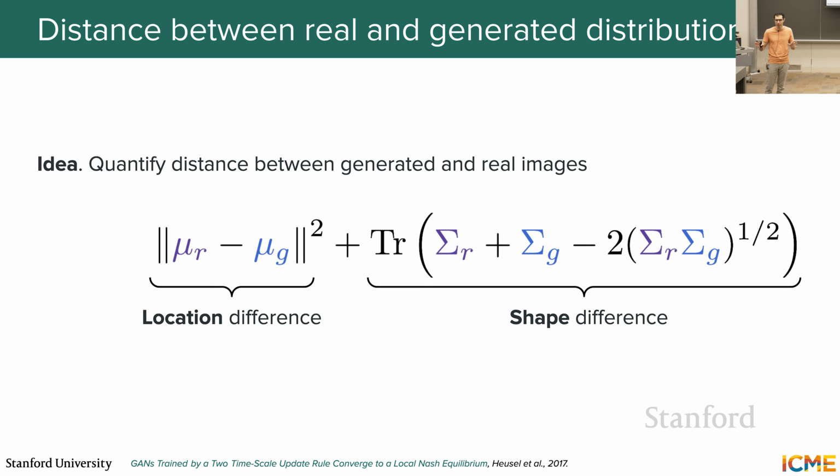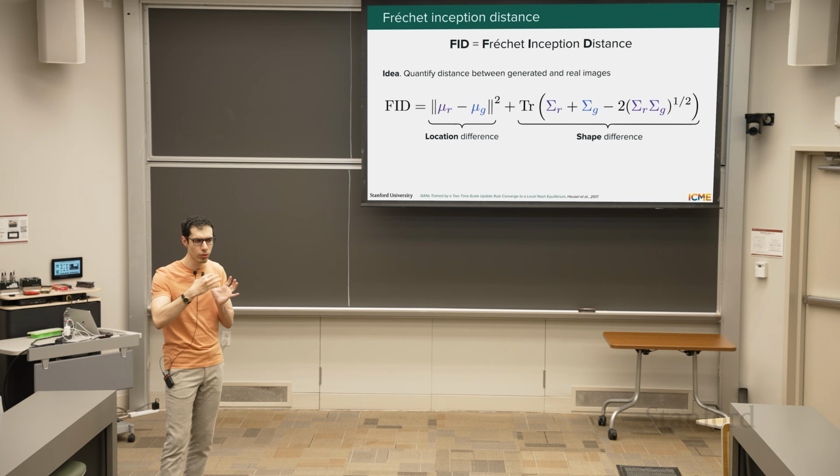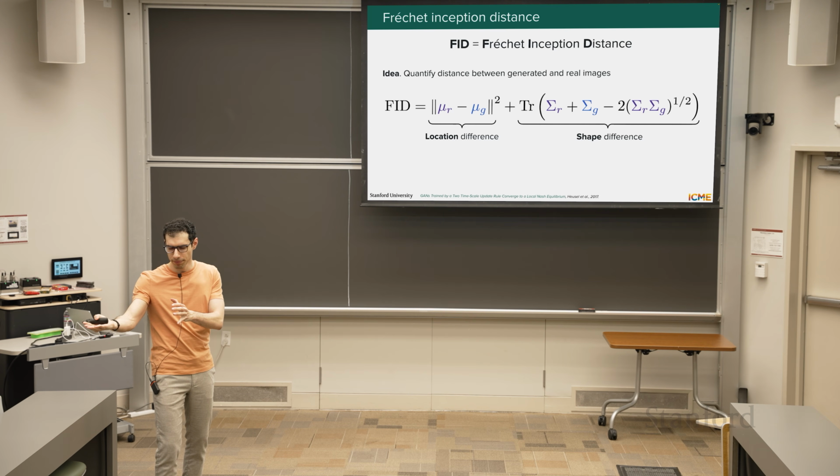And I think maybe if it's the first time you're seeing this formula, your first reaction may be, well, why do you have this formula? What does it represent? The truth is, this metric, which is called the Fréchet inception distance, is derived from a distance called the Wasserstein distance that aims at quantifying how much effort you would have to do to go from one distribution to another one.